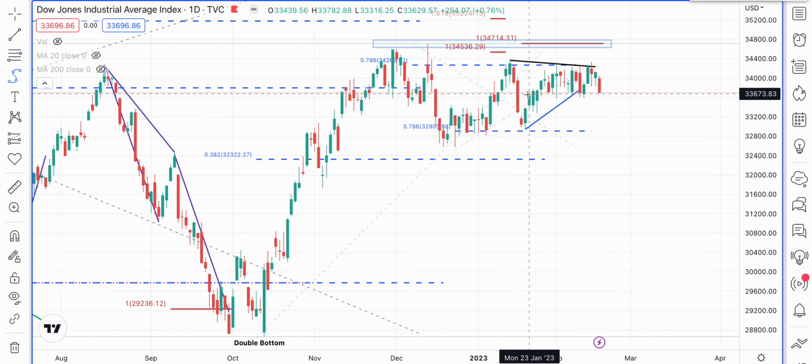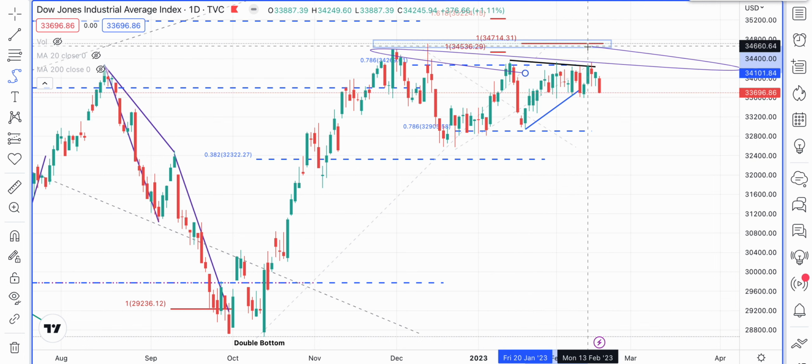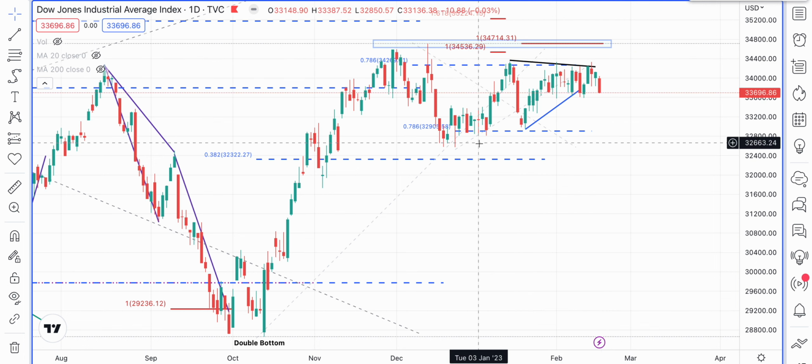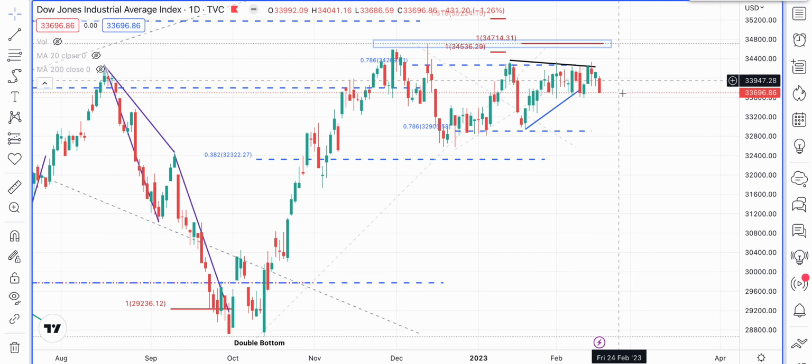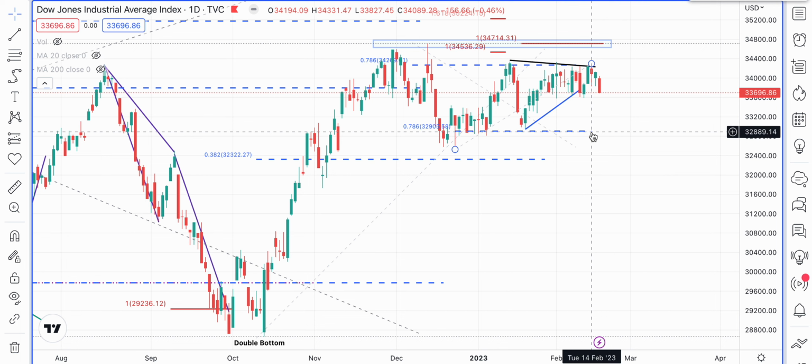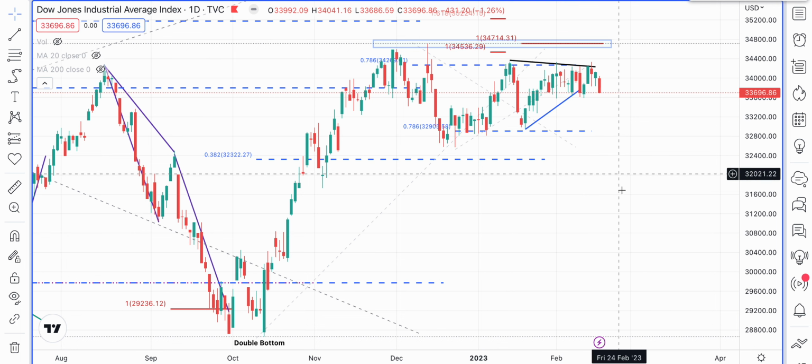Let me try drawing something for you. It's like we have this arc formation forming here, and then if it takes this low out, then we could have further downside targets. So this is what we are watching in the Dow Jones Industrial.